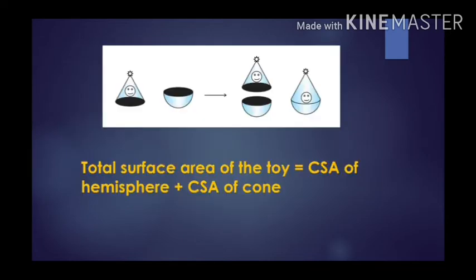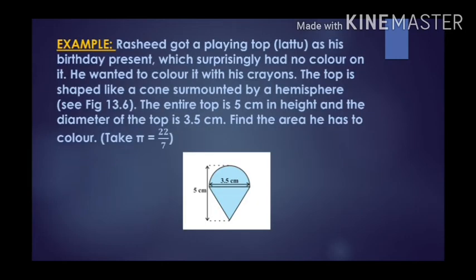So in this way you have to imagine, or you have to divide the new solid in this way, so that the divided parts will be in the form of any of the solid figures such as cube, cuboid, cylinder, cone, sphere or hemisphere. Okay, so now we will discuss an example.